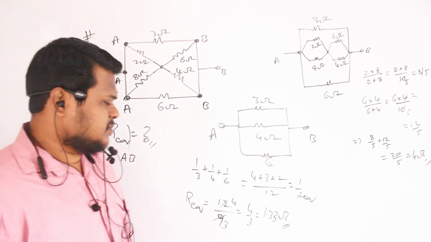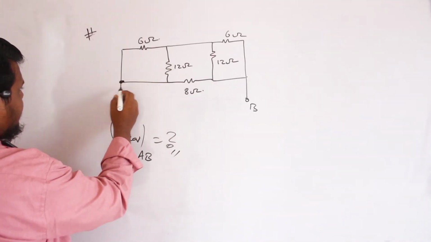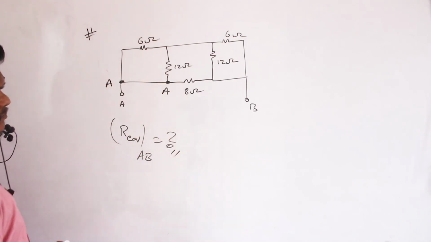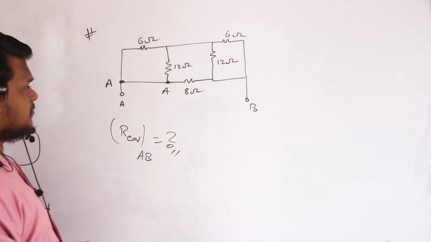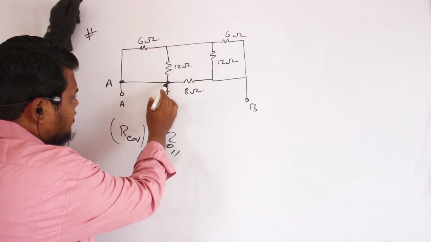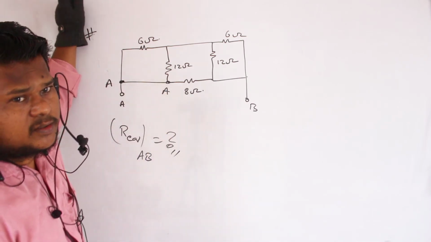All of you got the same answer? If this is point A, what is this point? Can I call this one also as point A? Can I call or not? If this is my point A, this is also point A only, no? Correct or not?